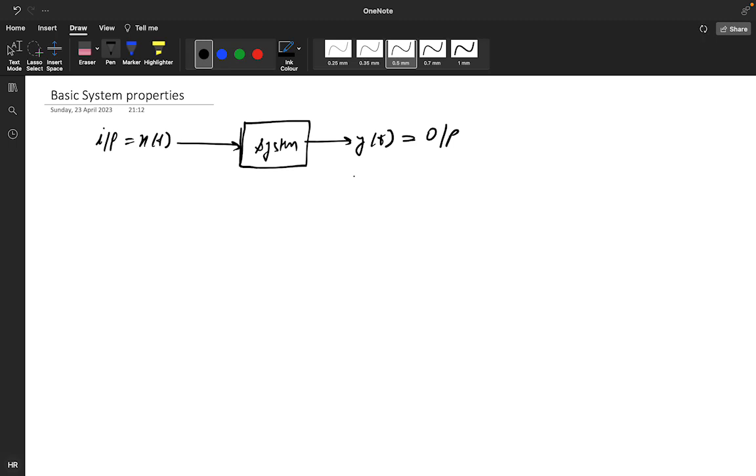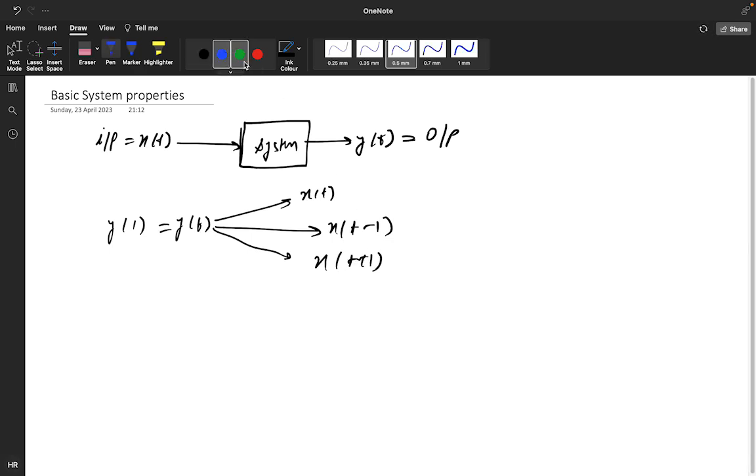The output is y of t, and the input could be x of t, x of t minus 1, x of t plus 1. So what is the meaning of x of t? You are putting x of 1. What is the meaning of x of t minus 1? Put t equal to 1. If you put that, what will you get? x of 0, and the other will generate x of 2.